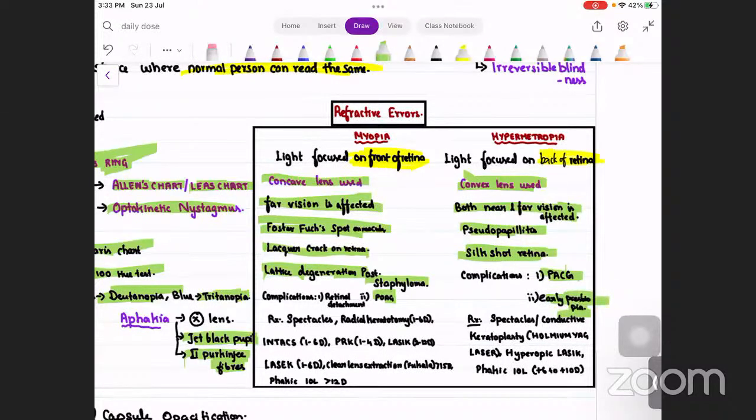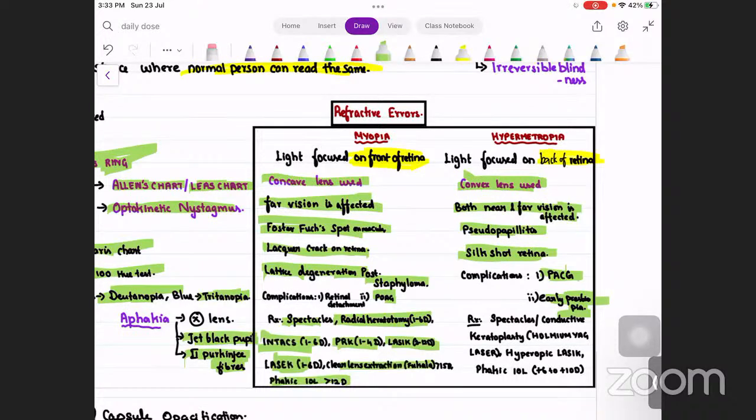Apart from that, the treatment of choice for myopia is either spectacles, radial keratotomy, intacs, PRK or LASIK, clear lens extraction, or phakic intraocular lens.